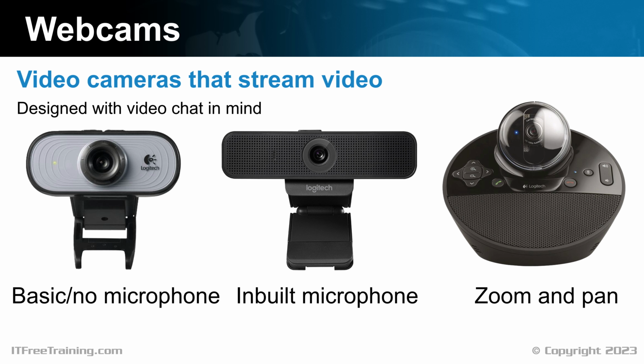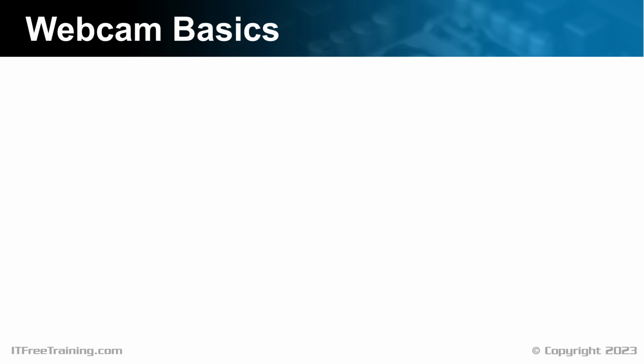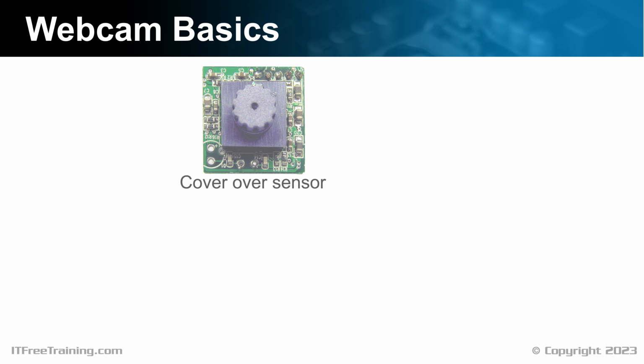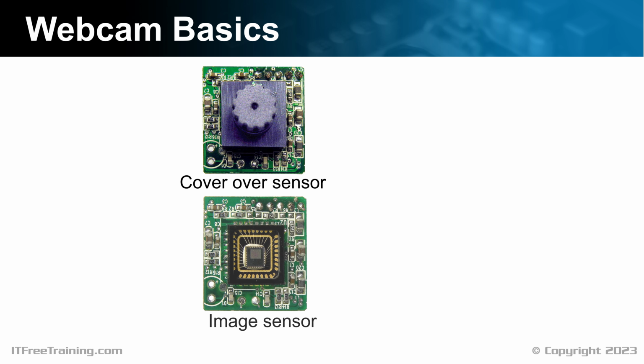I will now have a look at the basics of how webcams work to give you an idea of what to look for. In order for a webcam to operate, it first needs a sensor to capture light that comes into the lens. In this example, you can see the PCB board inside the webcam. The sensor is under a plastic cover, and once removed, you can see the sensor underneath. The sensor itself will be either a CMOS or CCD sensor.